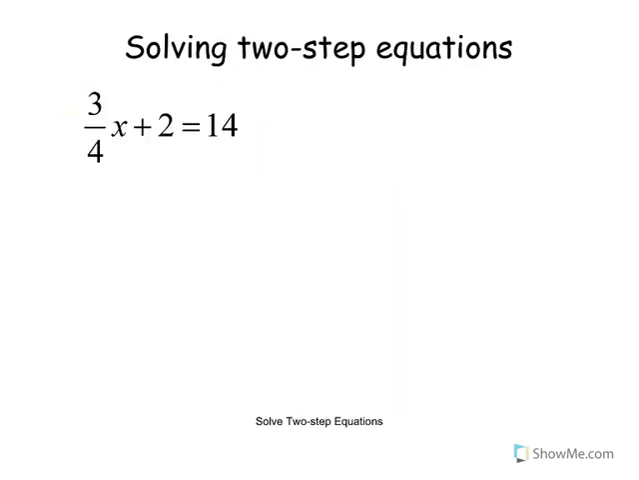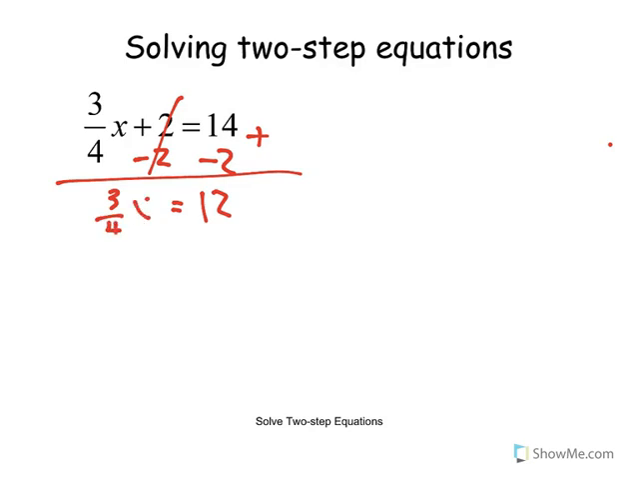This one should be, I think, a little more straightforward. It kind of ties in with the last one. So I've got my variable on the left. I need to eliminate the positive 2 by adding its opposite on both sides. Positive 2 plus negative 2 is 0. 14 plus negative 2 is 12. So now I'm looking at 3/4 x is equal to 12.